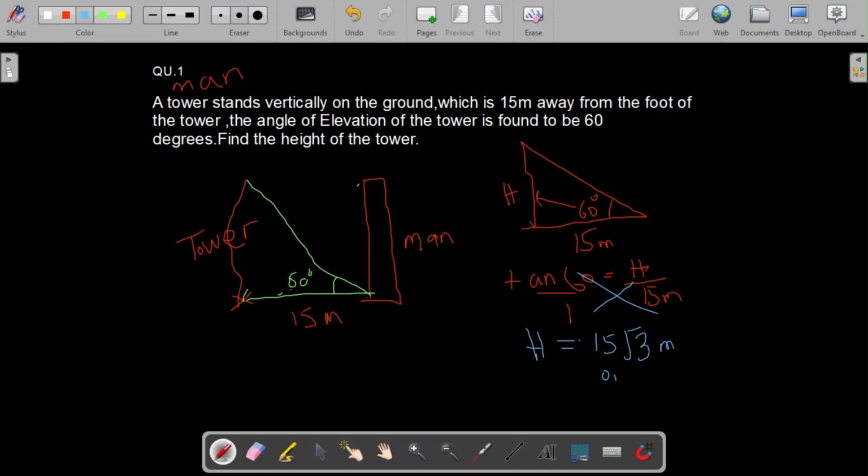Or if I put this on my calculator and say 15 root 3, 15 root 3 also gives me what? 25.9 meters. So it also gives me 25.9 meters, which is also very correct. Let's see the next question.